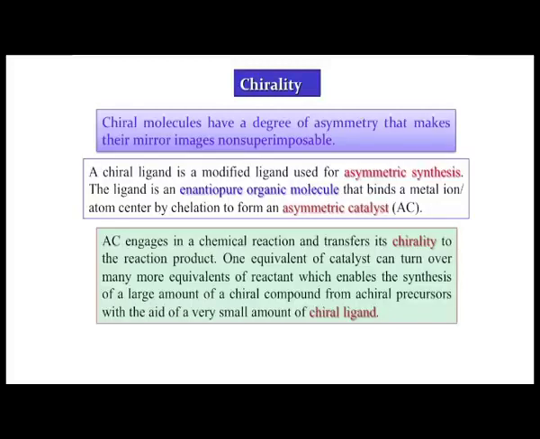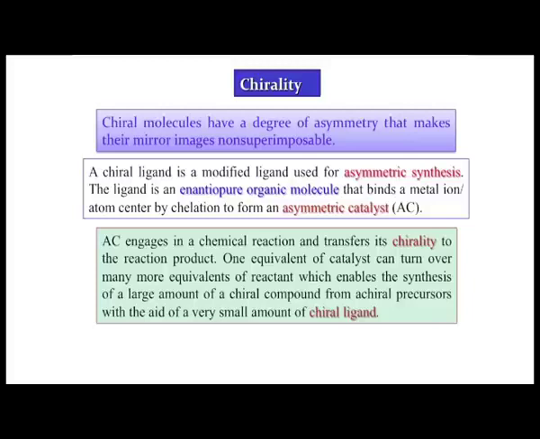That one is the asymmetric synthesis due to the presence of the chiral ligand, and once it is bound to the metal ion, we are able to generate AC, which is our asymmetric catalyst. Why are we talking about this asymmetric catalyst? Because they can give rise to some reactions where they can transfer their chirality to the reaction product. As I told you, it can transfer the chirality of the metal center, which is the catalyst itself, for the conversion of A to B.